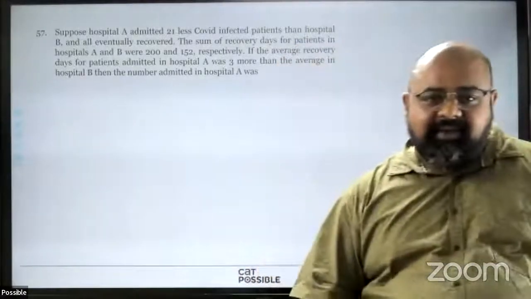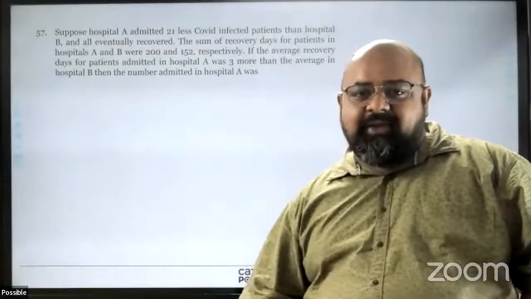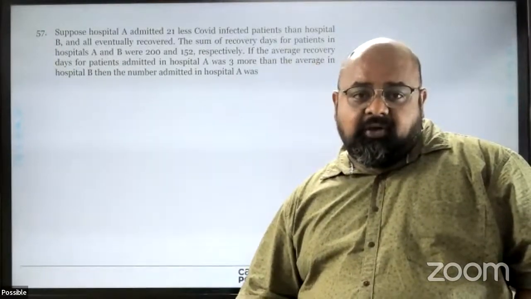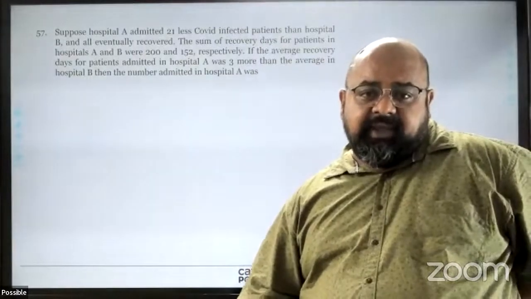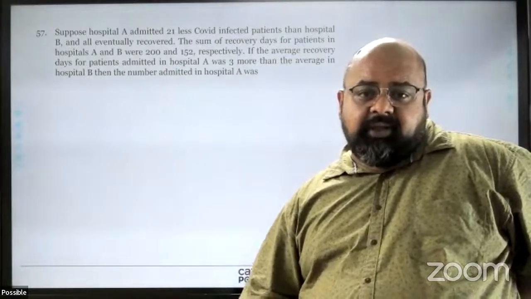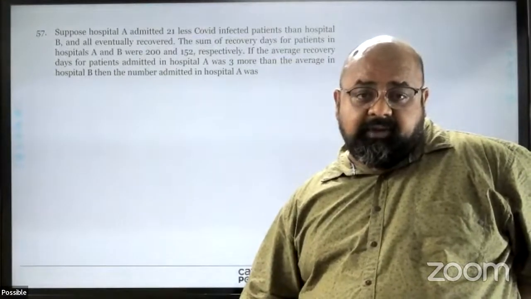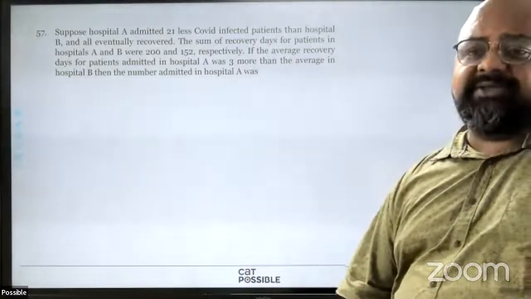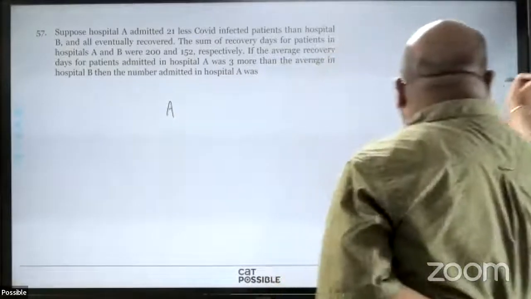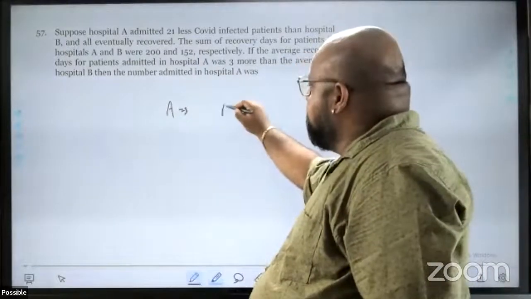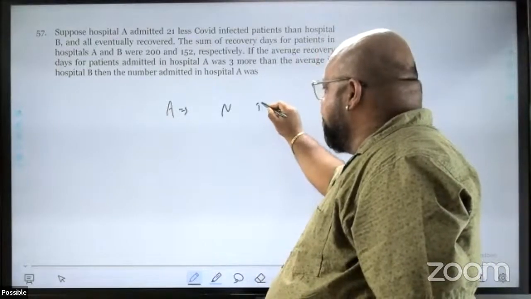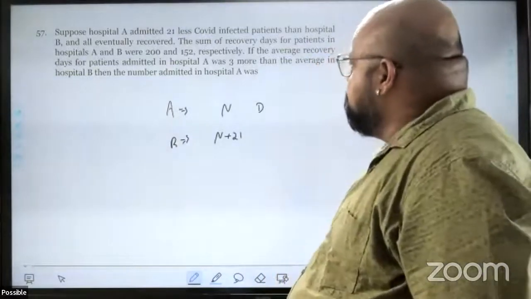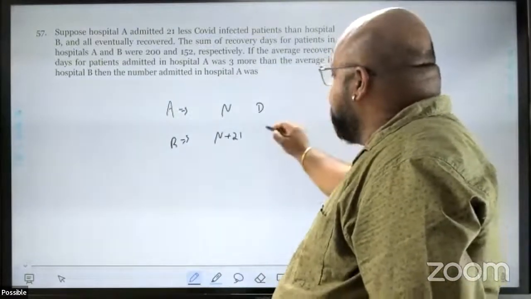Suppose hospital A admitted 21 less COVID infected patients than hospital B, and all eventually recovered. Thank God. The sum of recovery days of patients in hospital A and B were 200 and 152 respectively. If the average recovery days for patient admitted to hospital A was 3 more than the average in hospital B. So A admitted 21 people less, and the recovery days was 3 more. So if the number of patients in A is n, and the average recovery days is suppose D. In B, the number of patients would be n plus 21, and the number of days would be D minus 3.